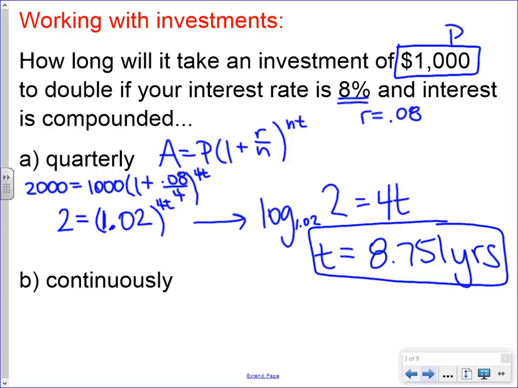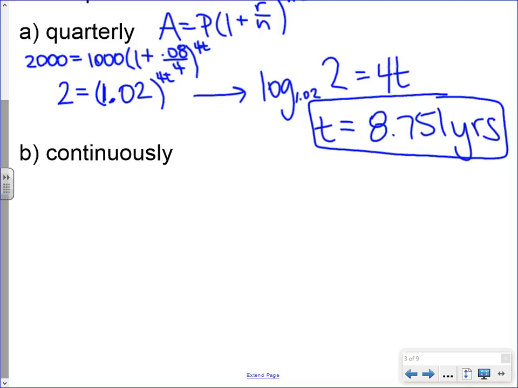It's a long time to wait, isn't it? Seems like a long time, but it's really not. In terms of investment, that's pretty quick. All right, let's talk about continuously. Continuously means we're using which equation?